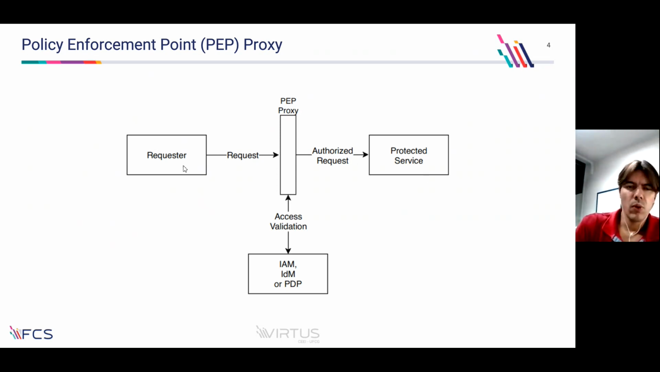So a common communication flow can be a requester requesting some sensitive data, which is stored in the protected service. The policy enforcement point proxy intercepts the request and verifies if the requester has permissions to access the protected data. In a successful case, if the requester has permissions, the policy enforcement point proxy forwards the request to the protected service, and the protected service will answer the request with the sensitive data.